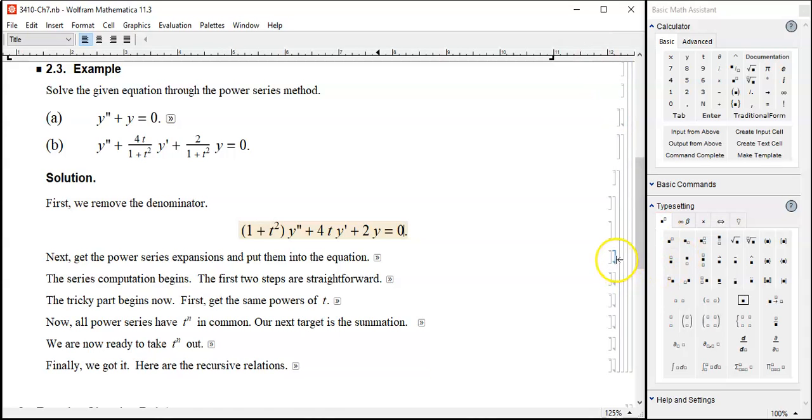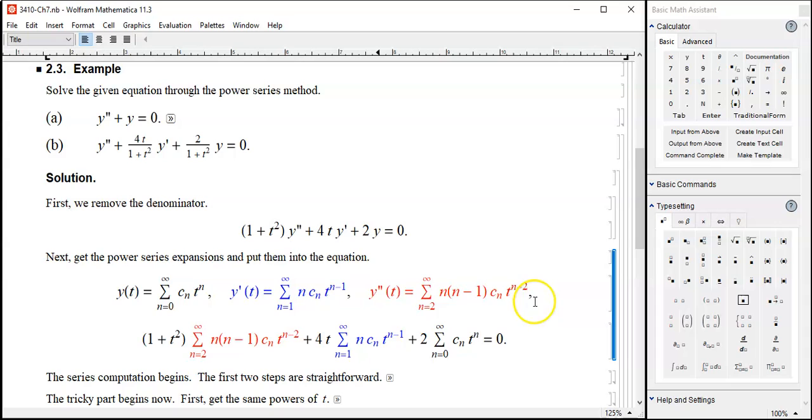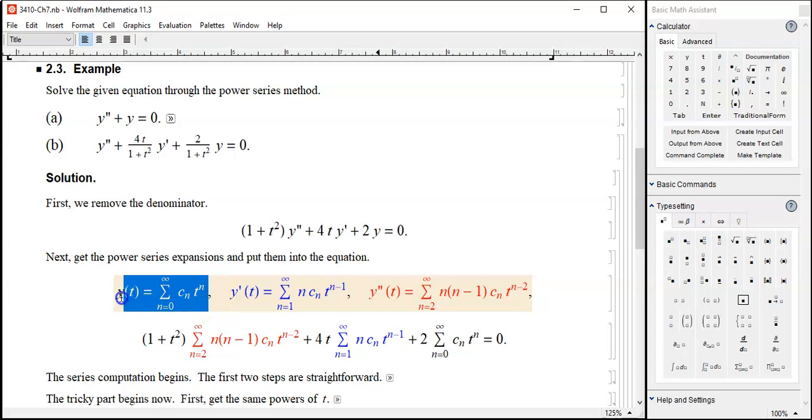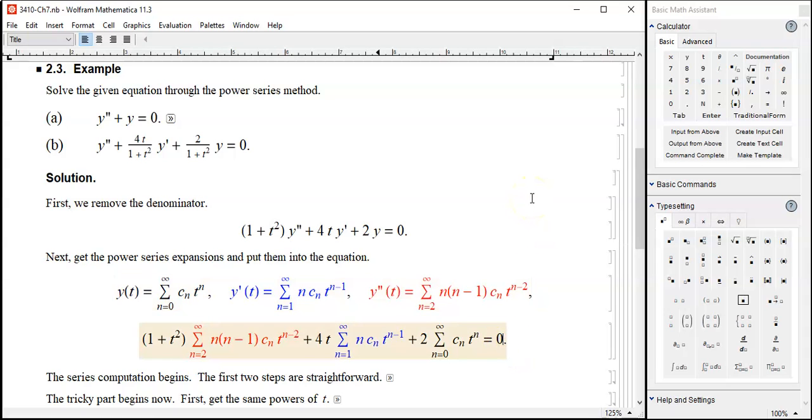Okay, and then let us put the power series expansion back into the original equation. Let's see. I did some color coding here. This is the original power series expansion, Cn t to the nth power, and in blue we get it by taking the derivative. Red, we get the second derivative. And then if I put everything in, we get this equation, right?